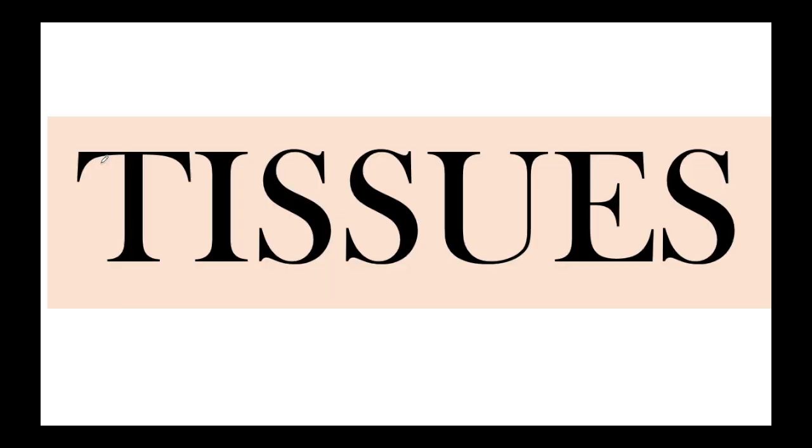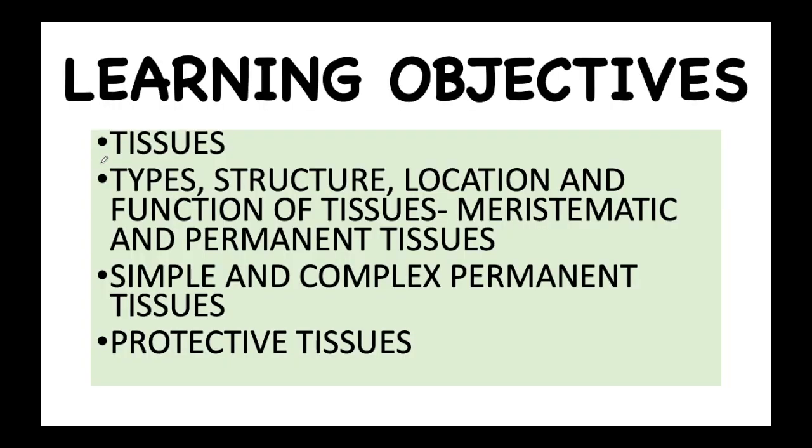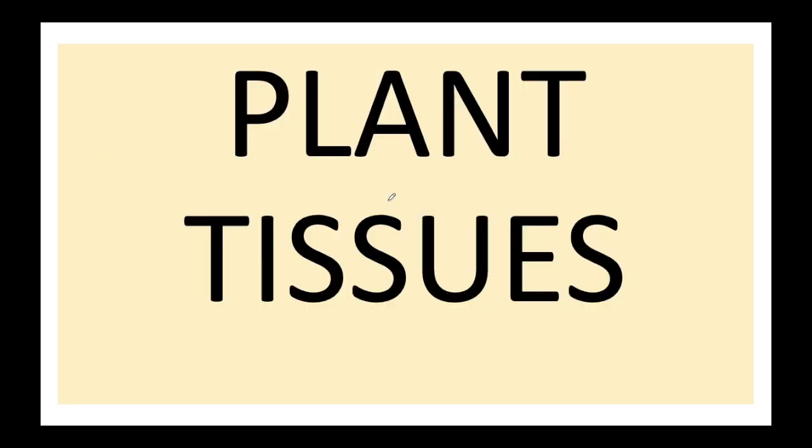Okay, let's revise about tissues. Tissues are a group of cells which have similar structure and perform a specific function when acting together. Right. So in this video, we are going to study plant tissues, their subtypes, meaning classification, structure, location and functions.